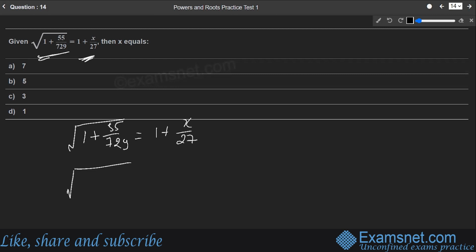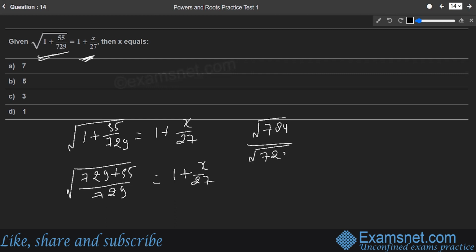If you solve the left hand side, you reach to 729 plus 55 divided by 729 is equal to 1 plus x by 27. If you solve this further, this is coming out to be under root of 784 divided by under root of 729 is equal to 1 plus x by 27.